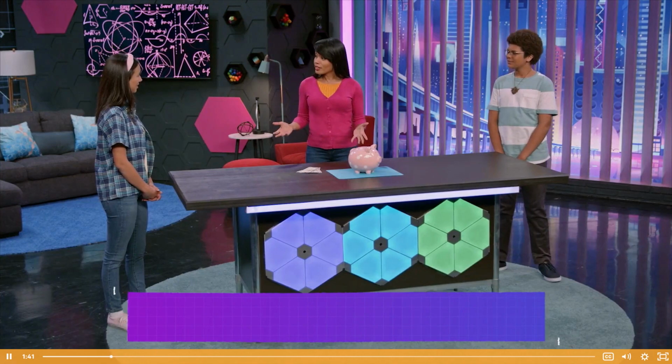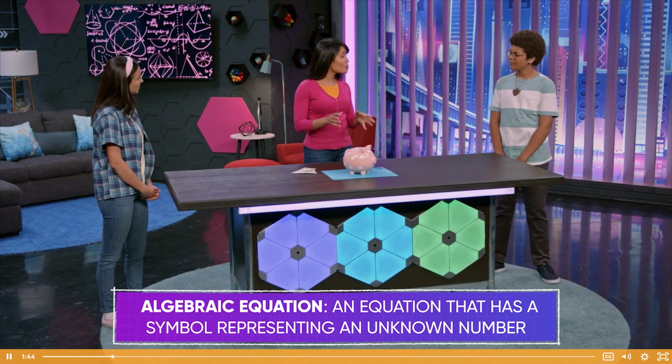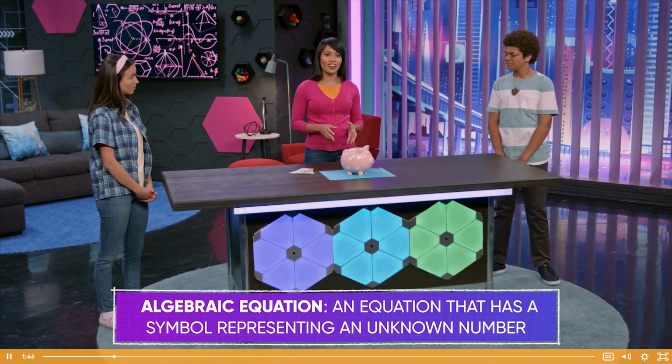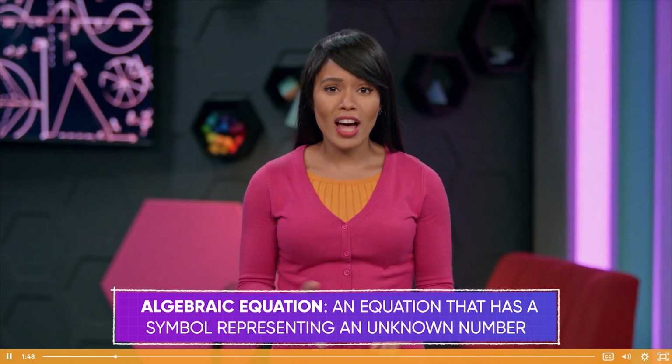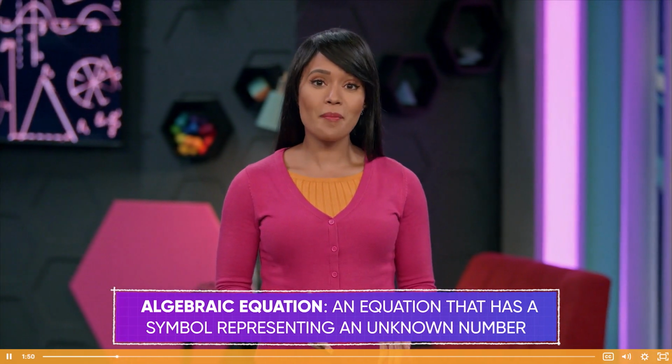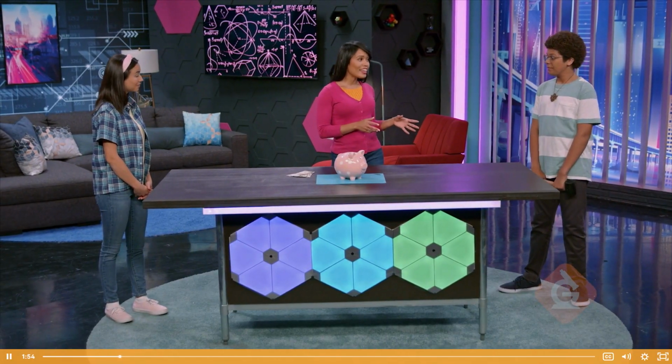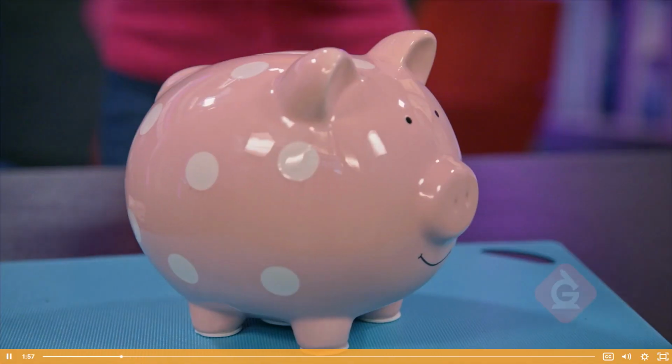There is another way. We can use an algebraic equation. What exactly is that? An algebraic equation is an equation that has a symbol representing an unknown number. Today, we'll learn how to solve algebraic equations in one step using inverse operations. And once we learn it, we can smash open this piggy bank. Let's explore.